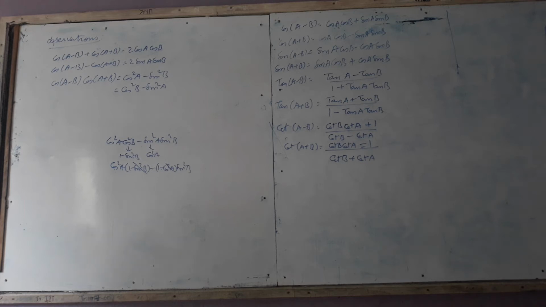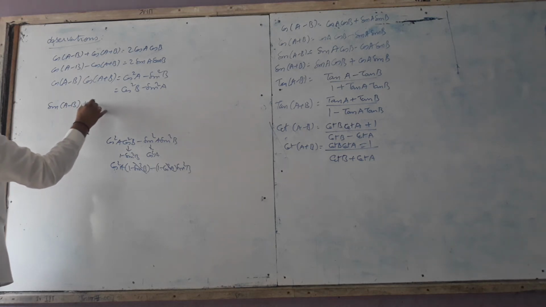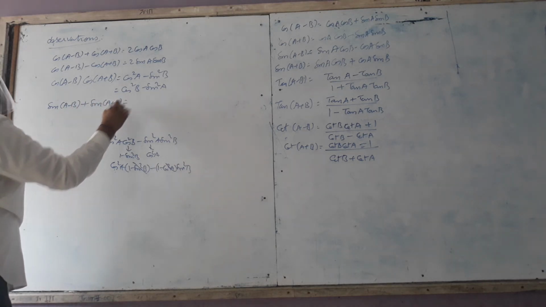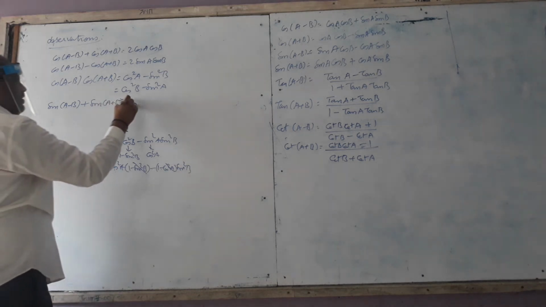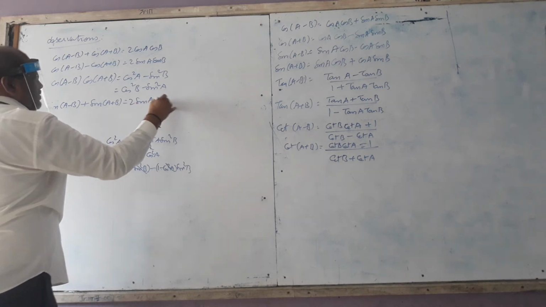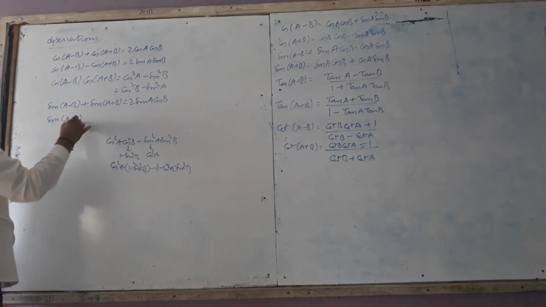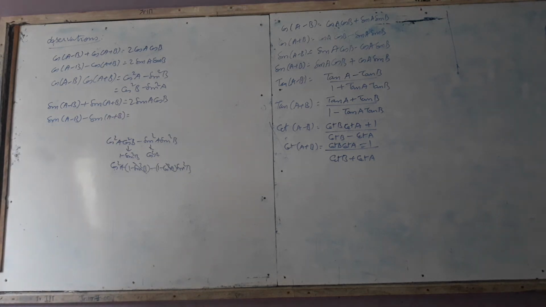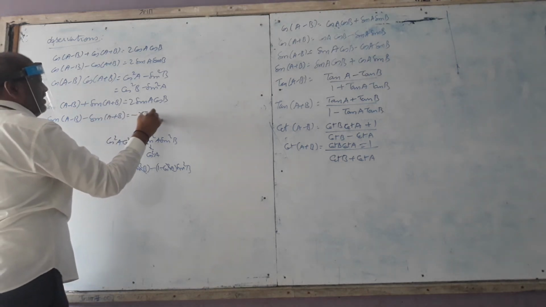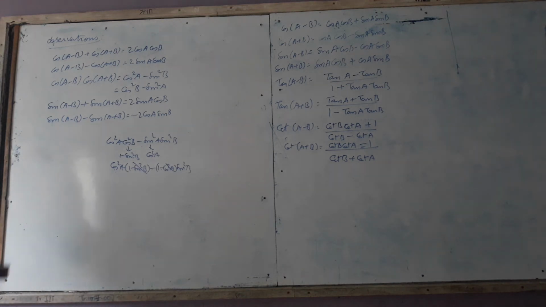Similarly, sin also. Sin of A minus B plus sin of A plus B is what? Adding, the second term vanishes: 2 sin A cos B. Difference: sin A minus B minus sin A plus B. The first term vanishes: minus 2 cos A sin B. See that? Minus 2 cos A sin B.